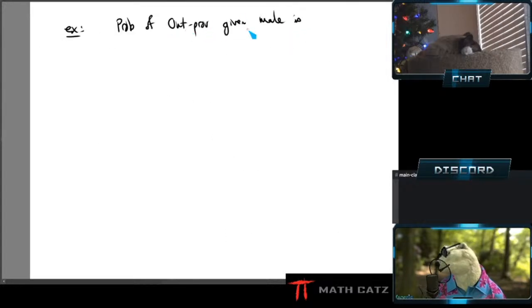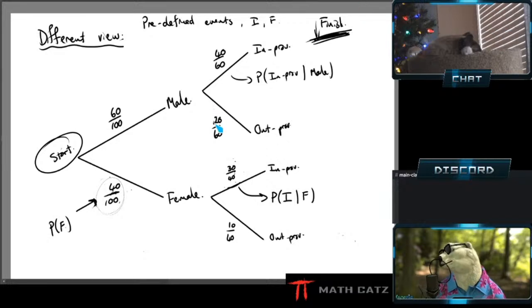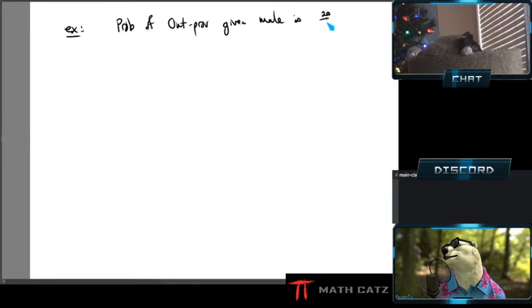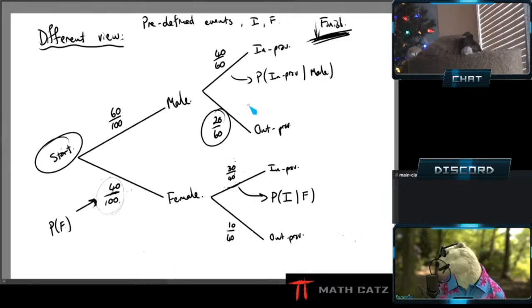Out of province given male. It's already there. The way I've set up my tree, I needed those probabilities and I filled them in. So reading it from the tree is just picking this guy, because this guy is exactly: having taken the male step, given male, what is the probability of being out of province? 20 out of 60. So a couple of kinds of probabilities will be immediately visible on the tree, and I can just copy them.